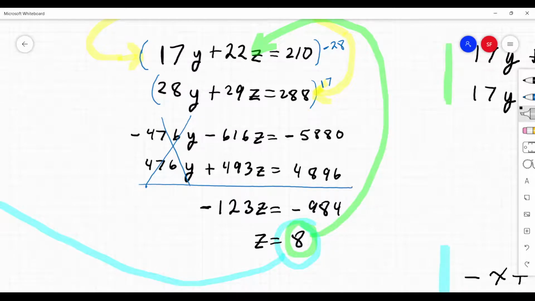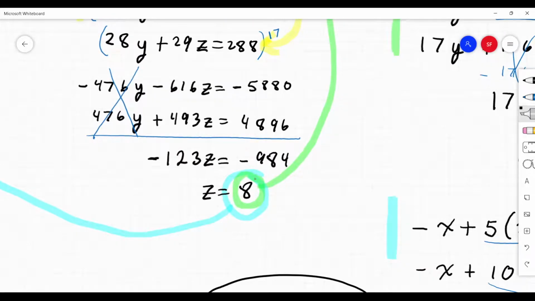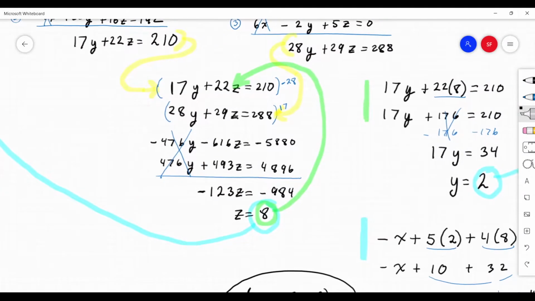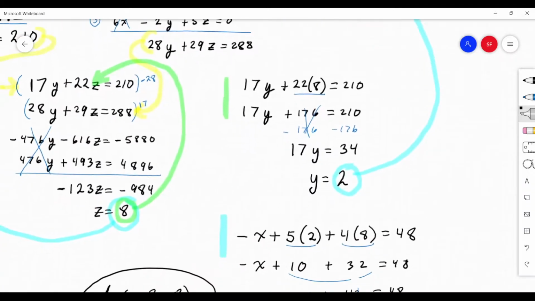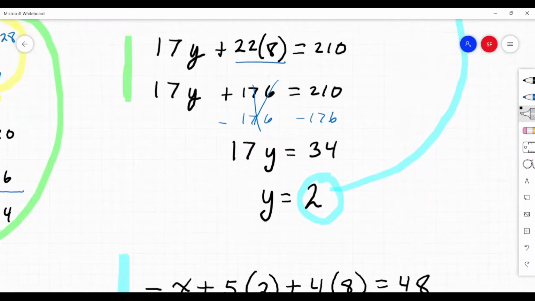And then on the second one, I multiplied all of these times 7, and I ended up with 476y plus 493z equals 4,896. And then when I did the elimination, we ended up with z equals 8. So the first thing we did with the z equals 8 is I went and plugged it back up in here, and that's where this section right here happened. And so I plugged that z in, and the work, my computer is freezing up on me. There we go. The work for that is right here, plugging the 8 in for z, and did all of that and ended up with y equals 2.